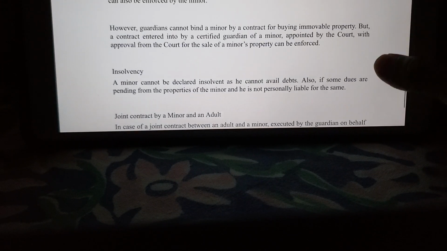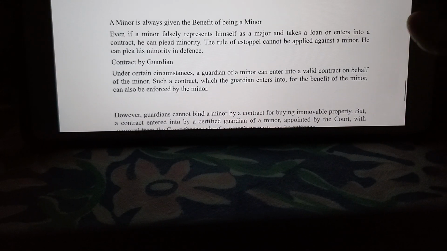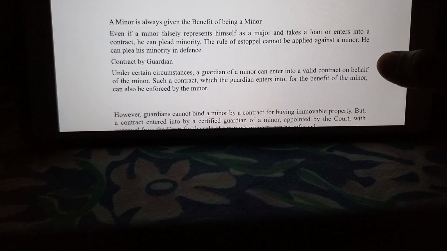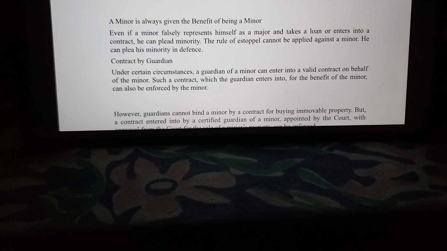A minor is also given the benefit of being a minor. Even if a minor falsely represents himself as a major and takes a loan or enters into a contract, he can plead minority. The rule of estoppel cannot be applied against a minor. He can plead his minority in defense.